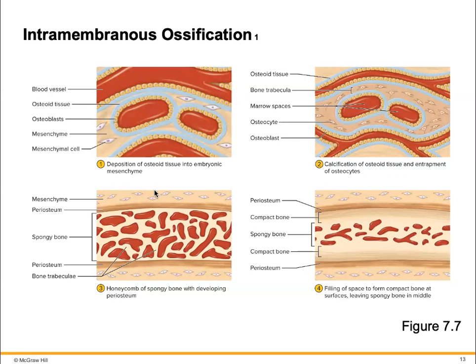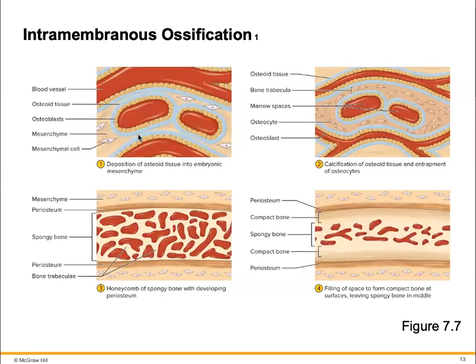But I want to try to orient you to the diagram in your textbook. And I know that you all can read, so I'm not going to just go through the step by step. But if we look at this first one, you'll notice that there is mesenchyme, and mesenchyme again is embryonic tissue, and that embryonic tissue has mesenchymal cells.